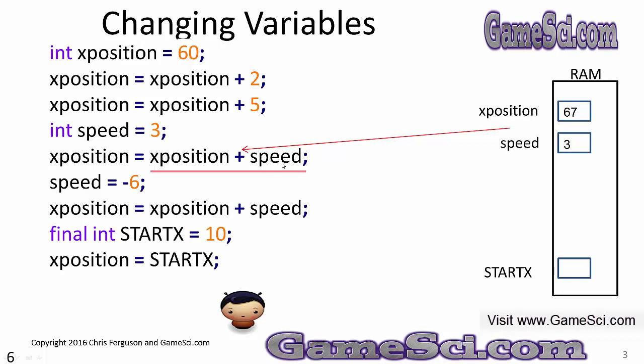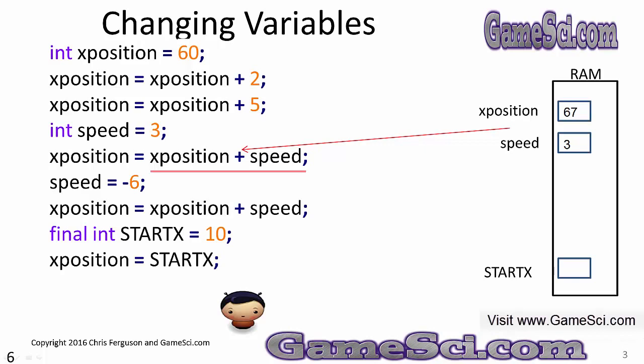the character moves. X position plus speed, I'm going to pull the value of both these variables. Notice where the arrow is between the variables. I'm going to grab the 67 in X position. That'll be my left operand. I'll grab the 3 from the speed variable. That'll be my right one. And when I add 67 plus 3, I'll get the value of 70.